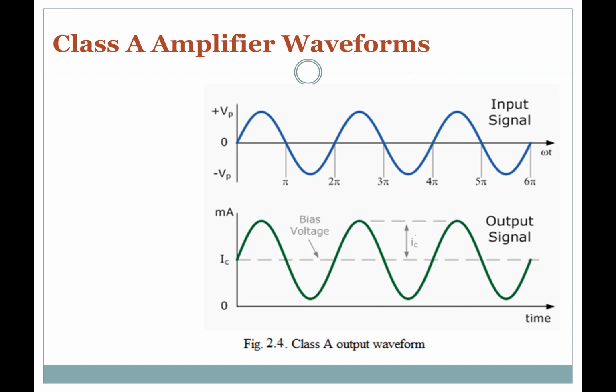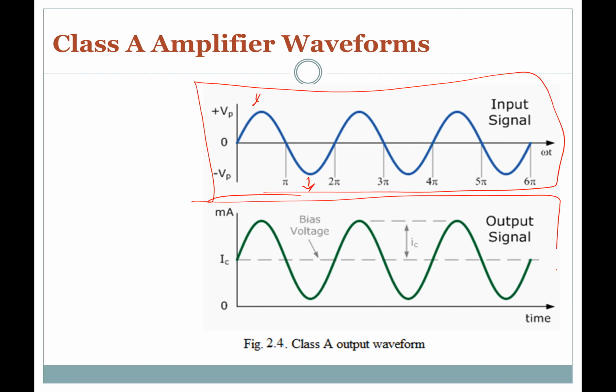This then results in the AC input signal being perfectly centered between the amplifier's upper and lower signal limits, as you can see in this diagram. So it delivers the same input at the output, okay.